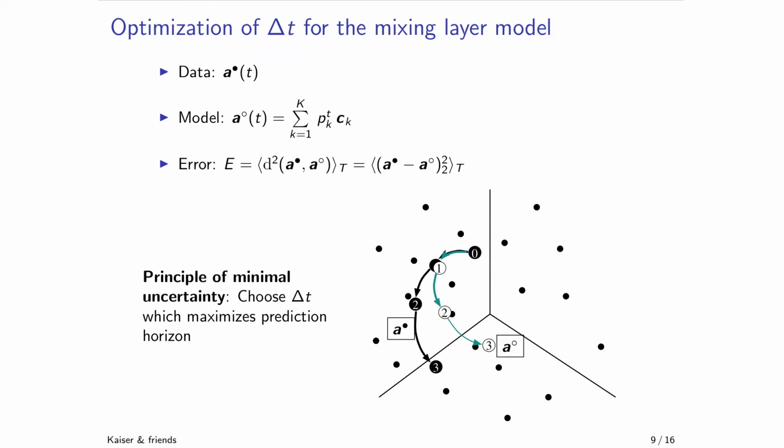So here I show you how to determine an optimal time step by minimizing the uncertainty in the model. This is based on comparing the trajectory of the data and that predicted by the model, which is computed as a spatial average using the probability distribution. Then we choose a time step that minimizes the error and maximizes the prediction horizon.